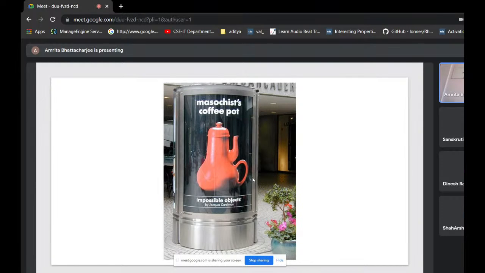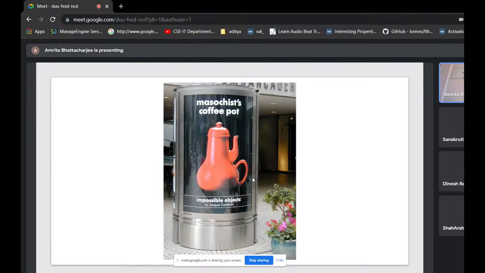Then comes the aesthetic part of the design. The aesthetic part of the design is important because it has been seen that if any product has aesthetic value, then it has more value to the users. But only having aesthetic value but no functional value actually has no value at all.